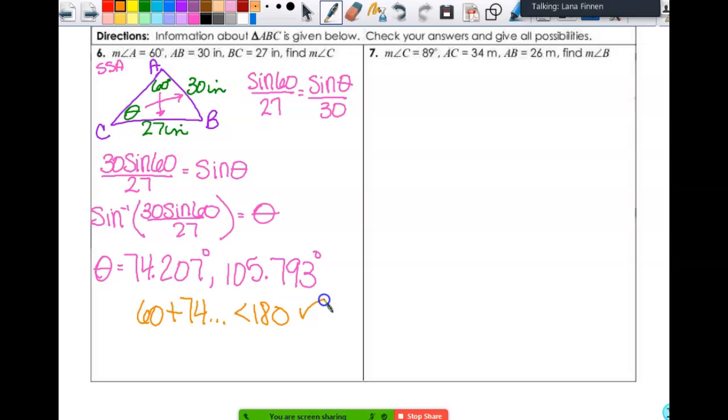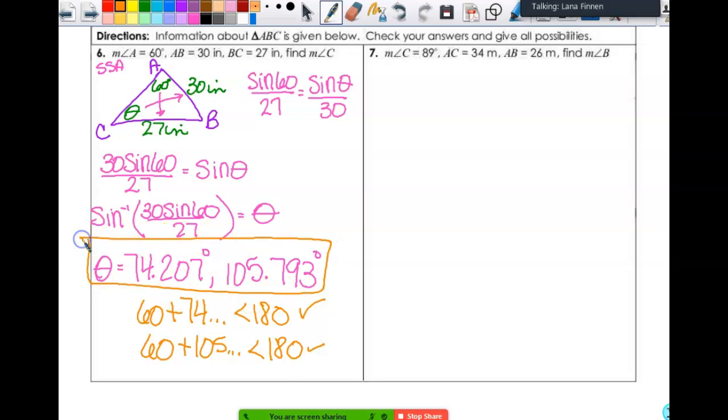So this one works. So then I take that same 60, and I add it to the second angle, 105 something. And again, that's going to be 165 something, so that's less than 180. So they both work, and I get two angles for this answer. Okay? Any questions at all?